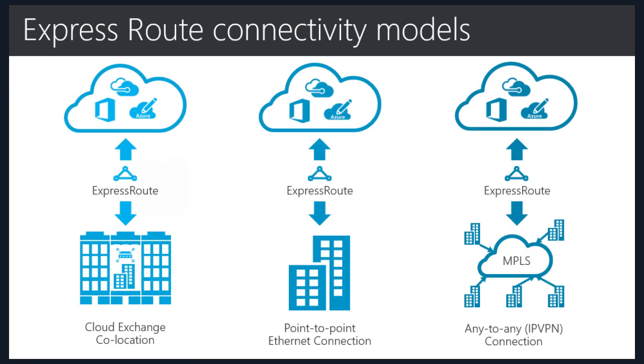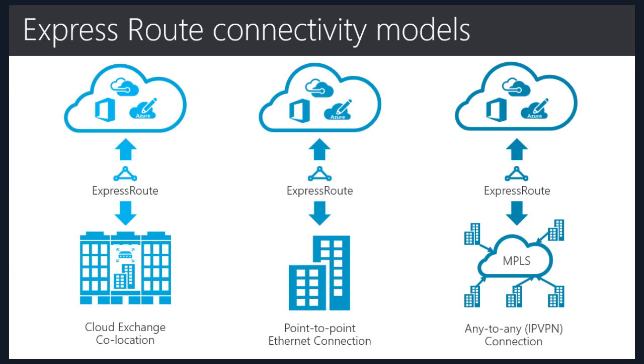So what kind of connectivity do we have for ExpressRoute? Well, there are three types of connectivity. You can either connect via a cloud exchange co-location. These are fixed locations in the world that are co-located data centers where you can bring a server inside, and that server would then be directly connected to ExpressRoute. There are also point-to-point Ethernet connections that you can buy from a provider, and at that point, a single location in your network would be connected to ExpressRoute.